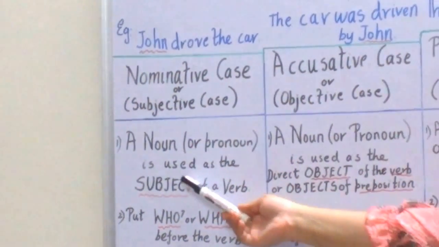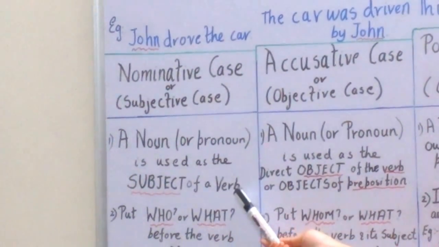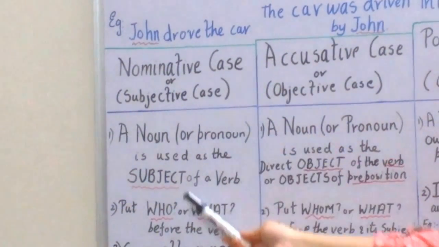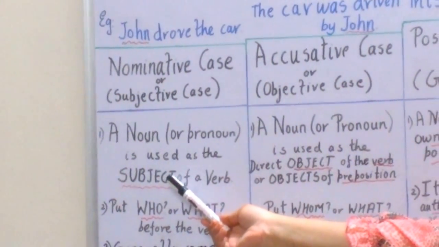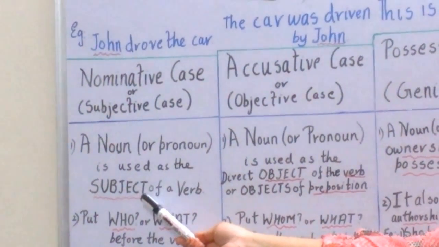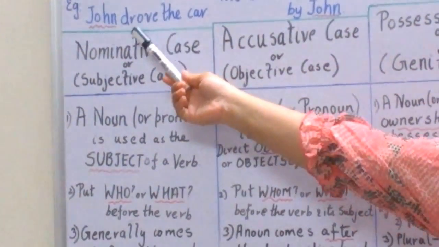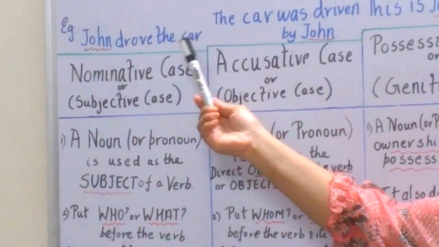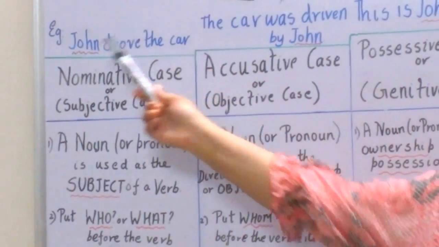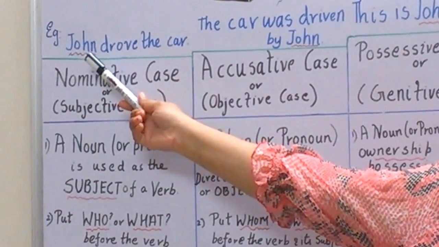When a noun or pronoun is used as the subject of the verb, it is called a nominative case. Subject means who or what the sentence is about. I have already explained this in the previous video. For example, John drove the car. We have to ask the question before the verb. Who drove the car? Yes, it's John. So John is the nominative case.